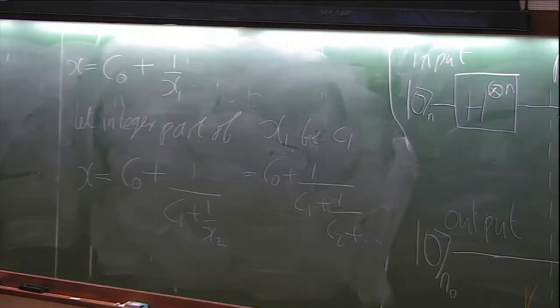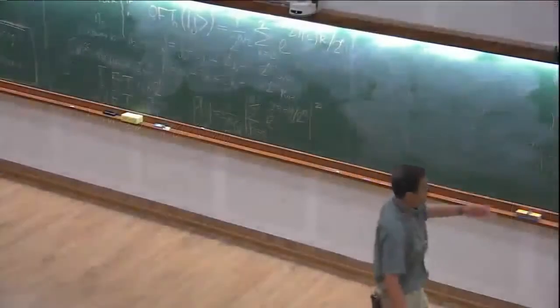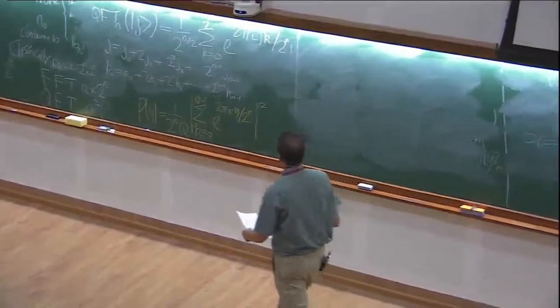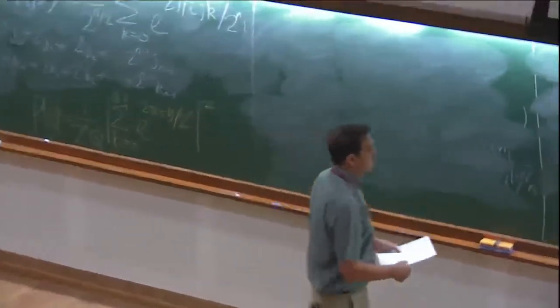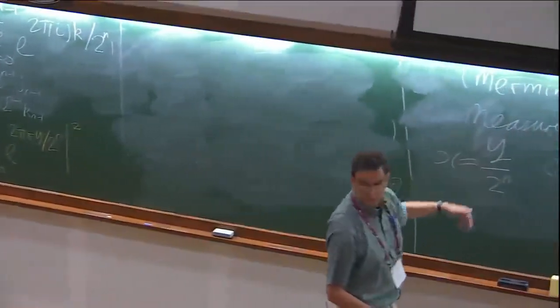Now, if you do a continued fraction representation of a rational number, that is to say a ratio of two integers, then the continued fraction will eventually terminate. But if you have an irrational number, then the continued fraction will go on forever. Here, of course, we have a rational number. It's a ratio of two integers.